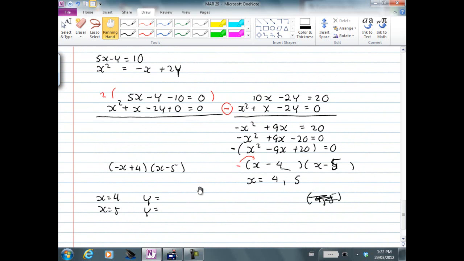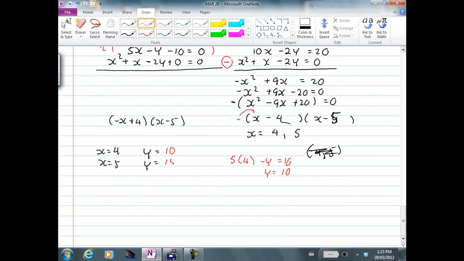If x equals to 4, I'm going to plug it in. 5 times 4 minus y equals to 10. Y equals to 10. That's it. I have another one. Find the last one for me. No tricks. And you should get 15. So your numbers are 4, and remember, we're going to write it as a coordinate system. 4, 10, 5, 15. That's how we do this algebraically.